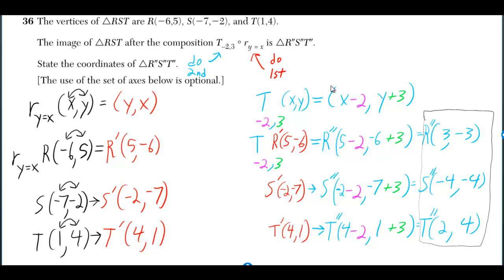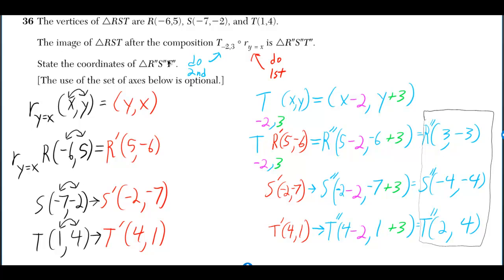The vortices of Schrödinger or ST are -6.5, -7.2, -2, 1.4, and all sorts of other numbers. The image of triangle, composition, blah blah blah blah blah blah blah blah blah.